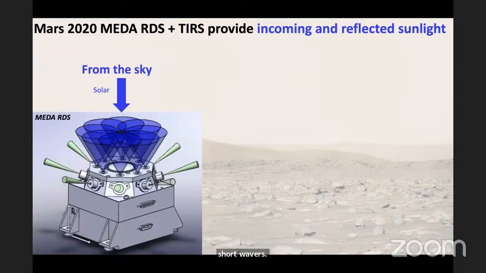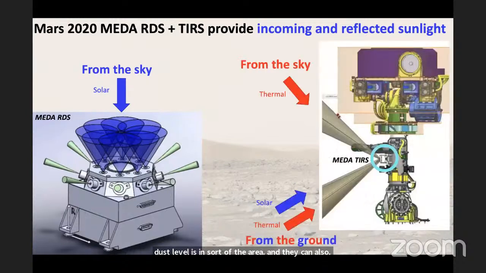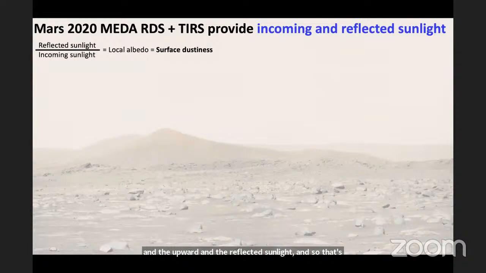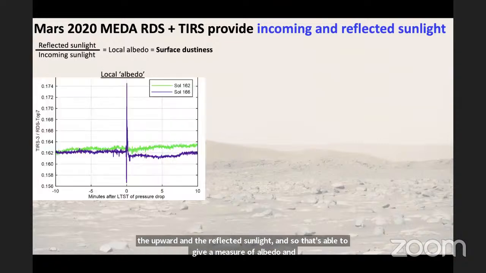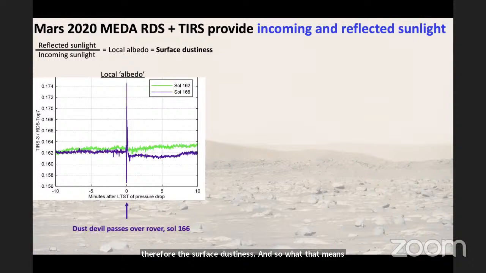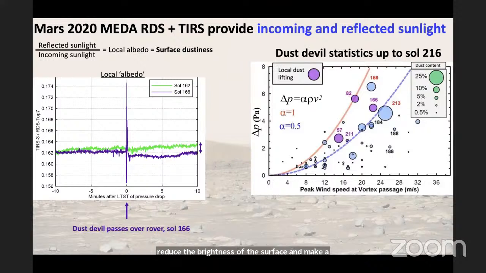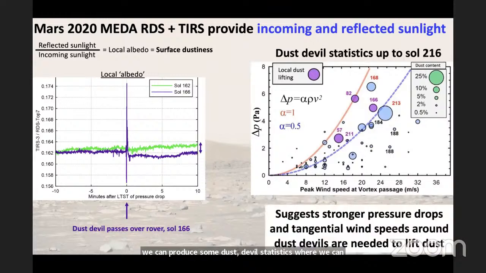And this is a really cool result: there are 2 different sensors on the rover that can measure both the downward and the upward, the reflected sunlight. That gives a measure of albedo and therefore the surface dustiness. What that means is that you can actually immediately see when a dust devil, in this case, passed by the rover, it was able to reduce the brightness of the surface and make a persistent drop in albedo. And that was related to dust lifting. It had to be. So this is where we can produce some dust level statistics, where we can relate dustiness to pressure drop and wind speed, and also whether dust was lifted locally or not.